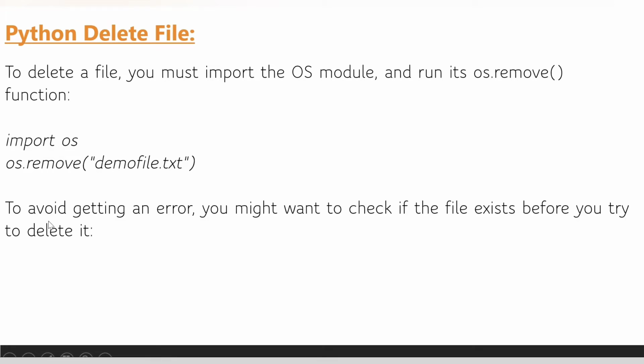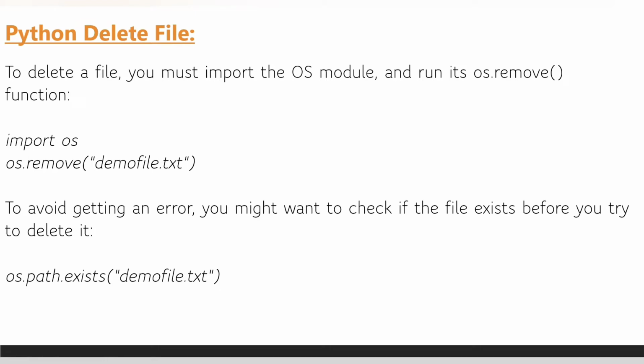To avoid getting an error, you might want to check if the file exists before you try to delete it. Let's say you have used the above statement and this file does not exist in your file system. In that case you will get an error. To avoid or handle that error, you first need to check whether this file exists in your file system or not with the help of this method, os.path.exists. It will return true if the file exists and false if the file does not exist.